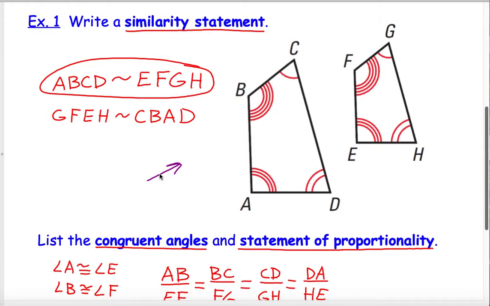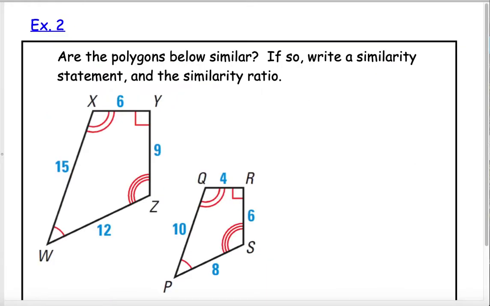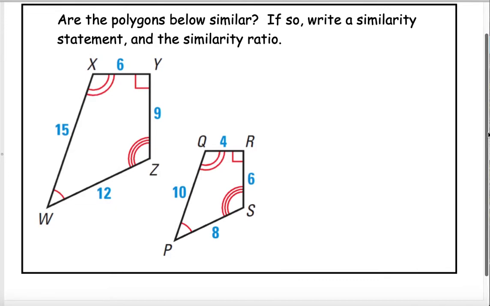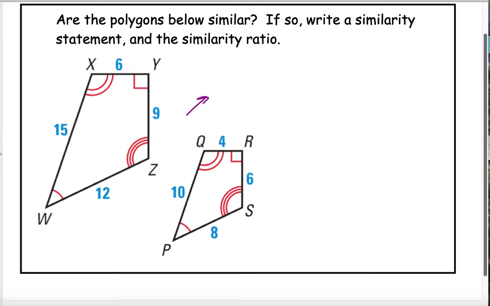All right. Let's look at some examples. Are these two polygons similar? If they are, let's write a similarity statement, and let's write what we call the similarity ratio. All right, so first of all, let's check all the angles. Corresponding angles have to be equal. So this angle W equals angle P, angle X is congruent to Q, angle Y is a right angle, that's equal to angle R, and angle Z is congruent to angle S. So yes, all the corresponding angles are congruent. So the figures are similar.